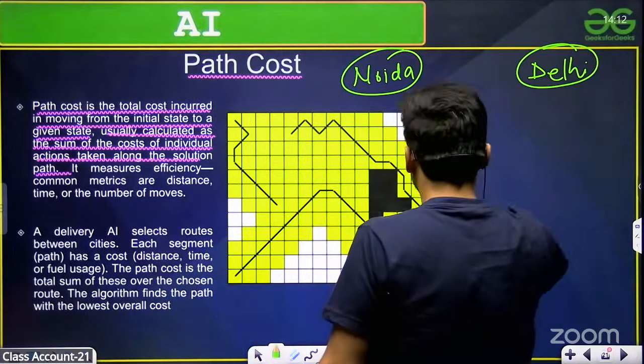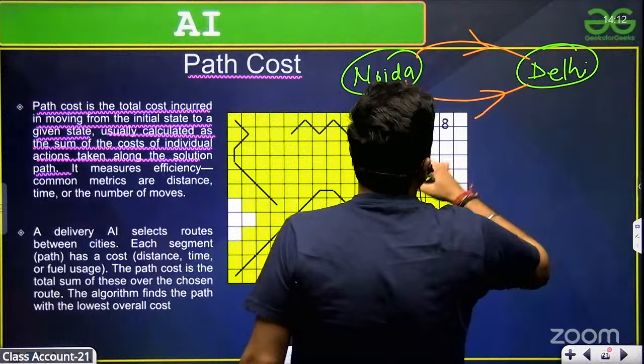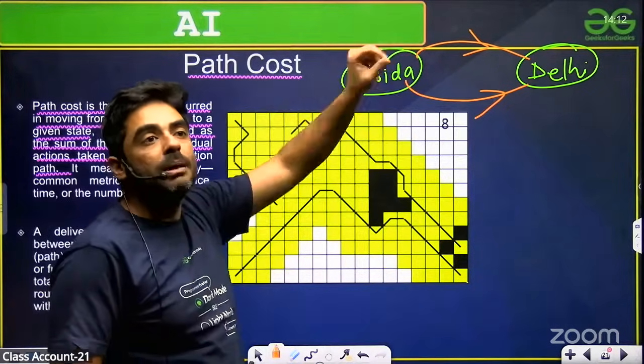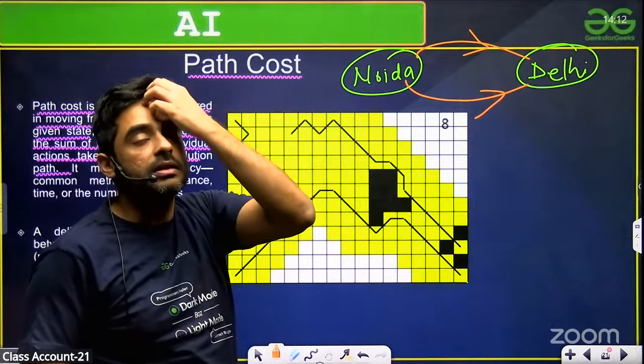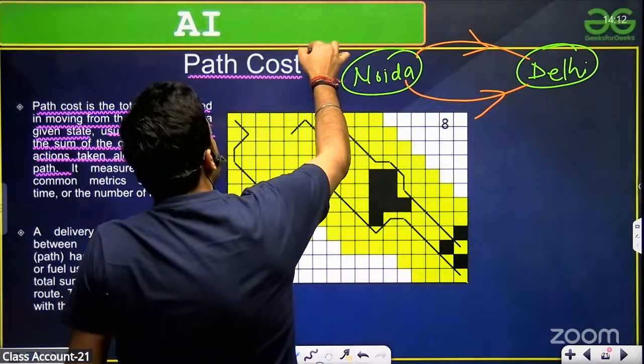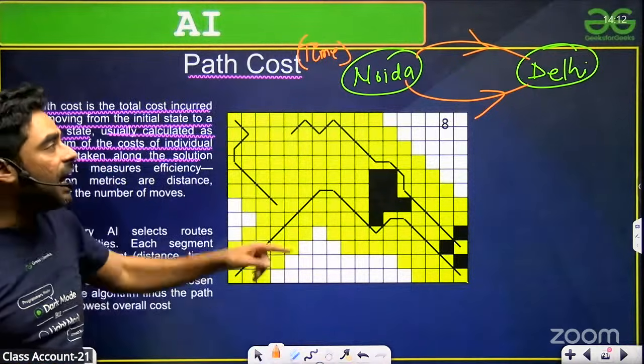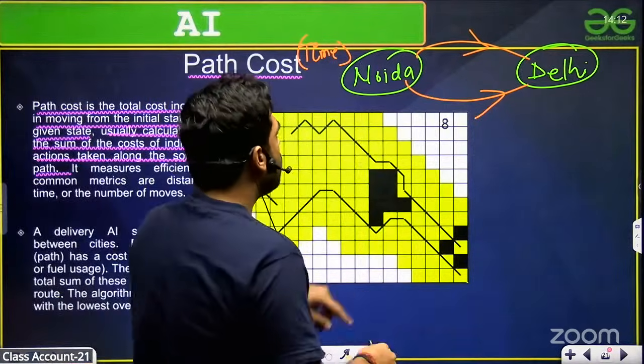I want to travel from Noida to Delhi. Guys, Noida to Delhi, I want to reach in the minimum time, in the shortest duration. So their path cost would be measured in terms of what? In terms of time. Okay, I want to reach Delhi to Noida in the shortest distance.